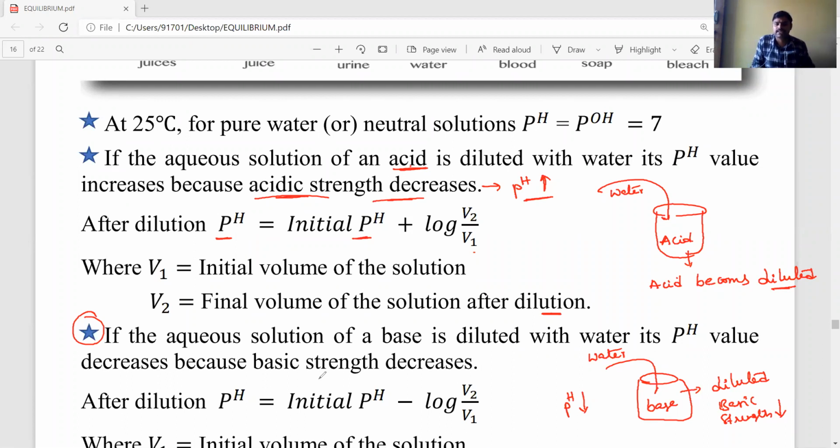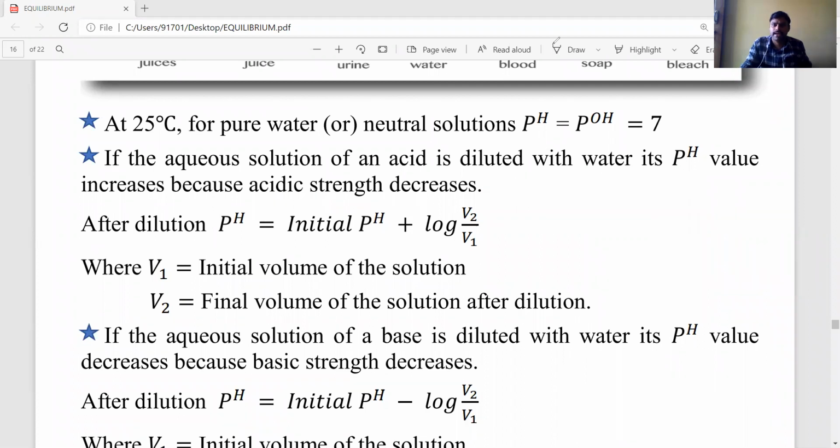So due to the dilution, the final pH of a base is equal to initial pH value minus log V2 by V1, where V1 is the initial volume of the solution and V2 is the final volume of the solution after dilution. Okay, students, listen carefully.